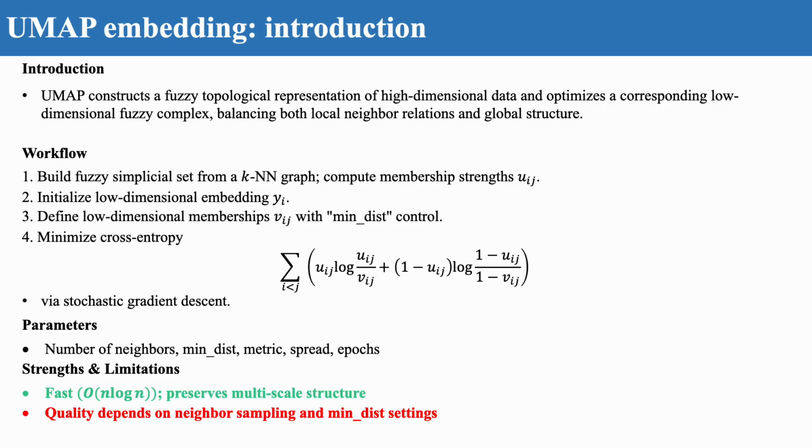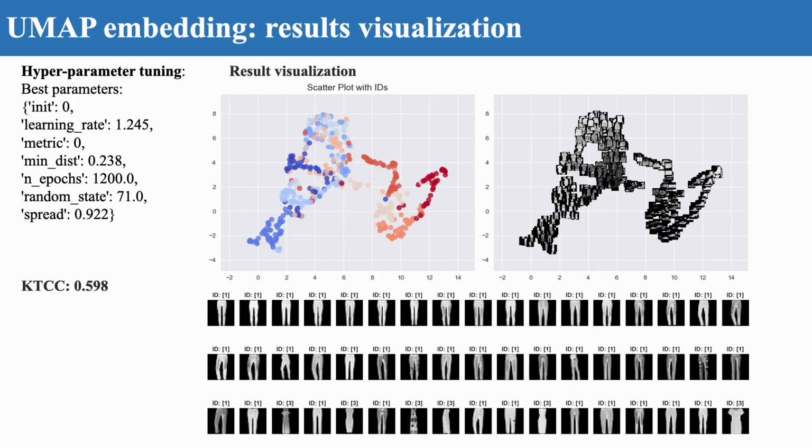Lastly, we examined UMAP, which effectively preserves both local and global structures by optimizing the fuzzy simplicial complex. It balances these structures better than other methods, making it particularly suitable for tasks like clustering and retrieval. After tuning, UMAP achieved the highest Kendall's tau of around 0.60, producing clear class segments that closely match the ground truth.